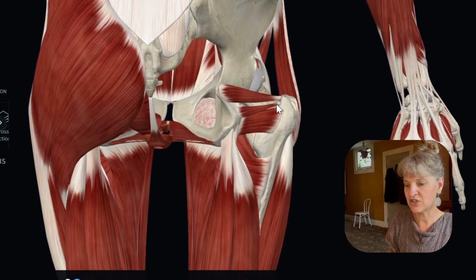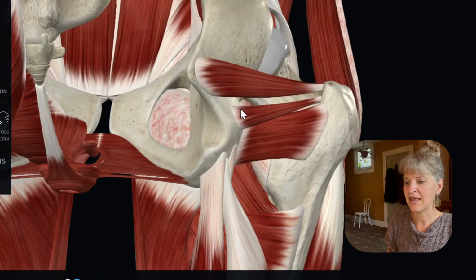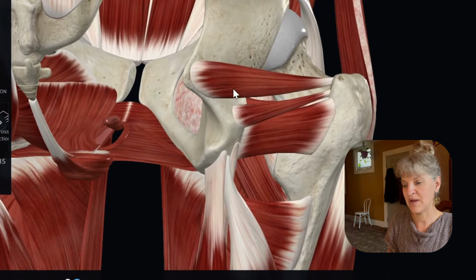They both have their insertion at the medial surface of the greater trochanter, but one of them is attached to the ischial tuberosity and the other one is attached to the ischial spine. So they're twins, superior and inferior. How do you know the difference? The superior one is the one that's more proximal to the head, right? The proximal one, the higher one.